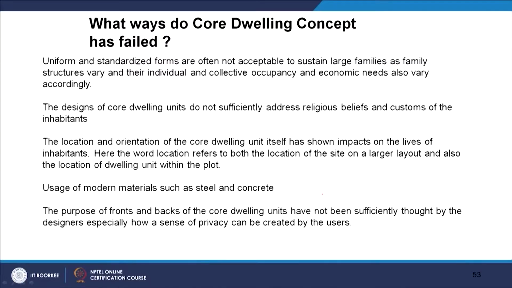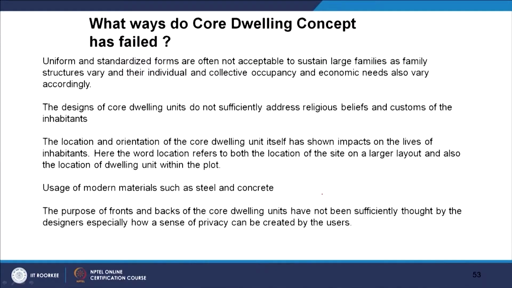The design of the co-dwelling aspects do not sufficiently address the religious beliefs and customs. You can see the example of the puja rooms, the religious buildings, how they have modified those, including the location and the orientation and how it has an impact on the inhabitants. When we talk about location, it talks both at a macro level layout as a settlement, also the location of a dwelling as orientation within the block and the plot.